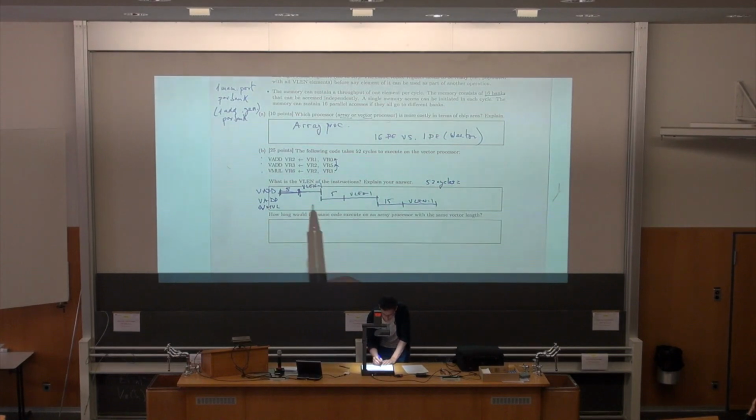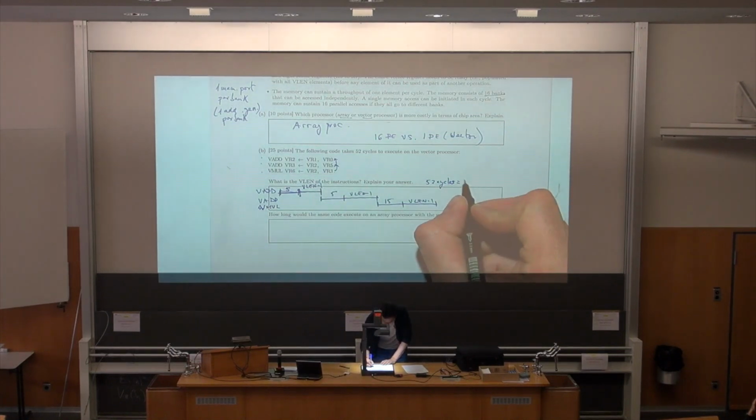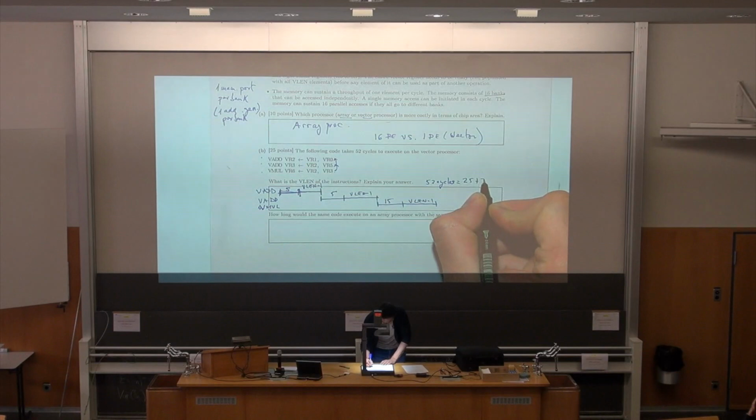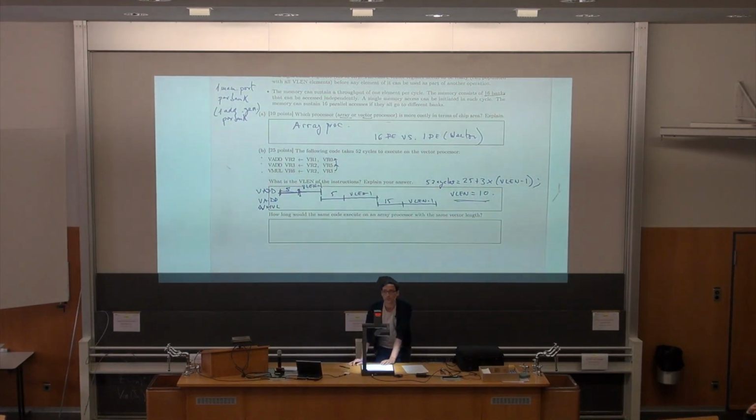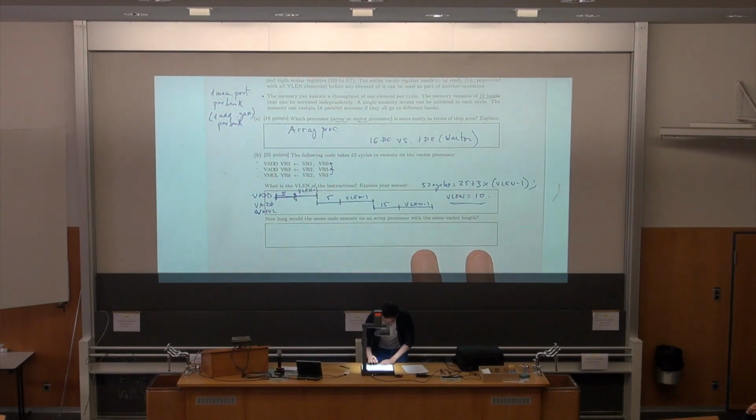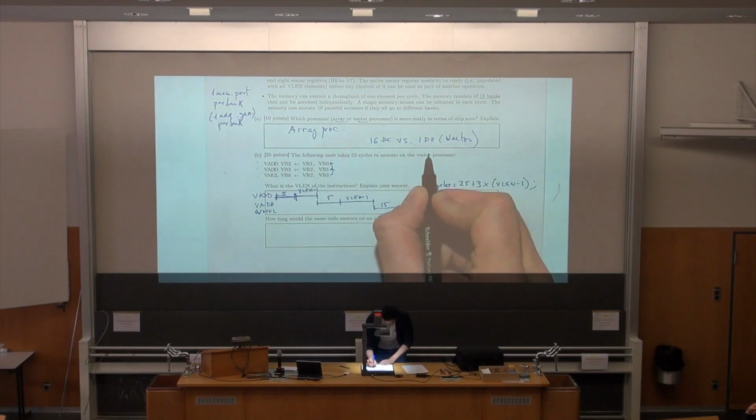and this is equal to 25 plus 3 times (vector length -1). So from here we can obtain VLEN is equal to 10. Is that clear? Okay. Yeah, so that's for the vector processor.